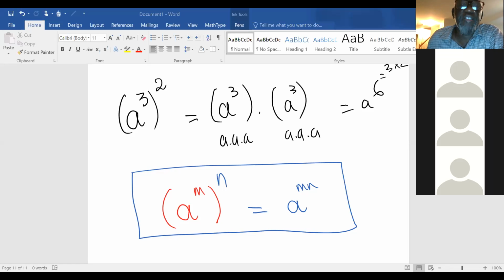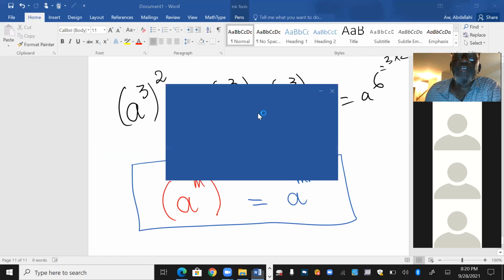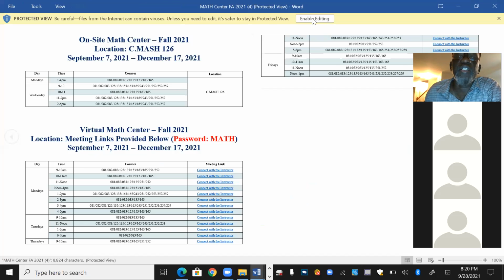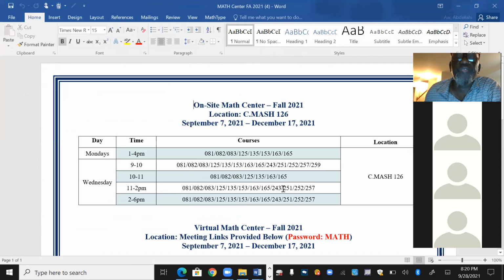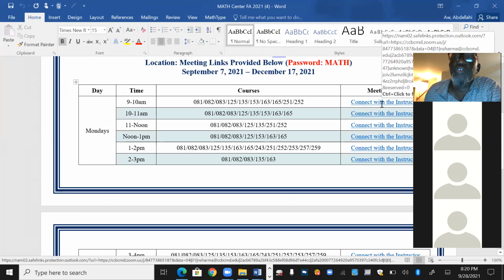If you go to Brightspace, let me share here. You go here, and that link on Brightspace will open up a schedule. You have 082 almost everywhere. The first table is face to face, but you have to go all the way to Catonsville. Everywhere you see 082, you right click on the link and open it. It's going to be either Zoom or Teams. Some teachers use Zoom, some use Teams. And you're going to have a CCBC math teacher that's going to tutor you.